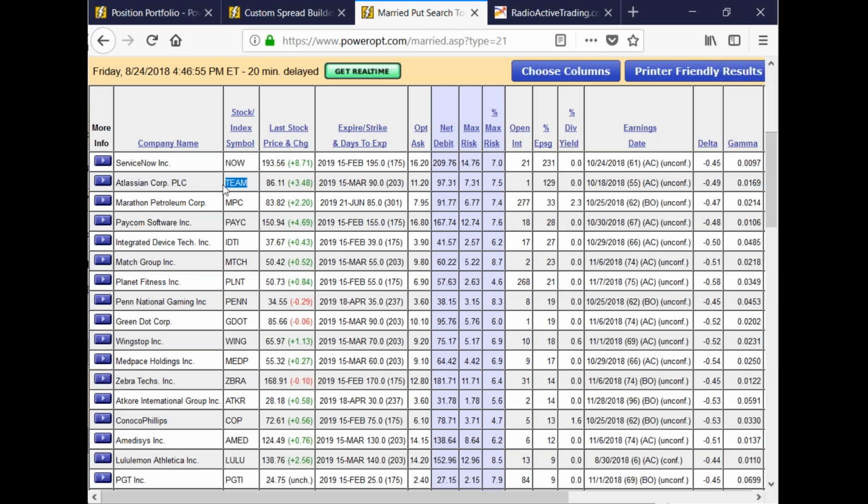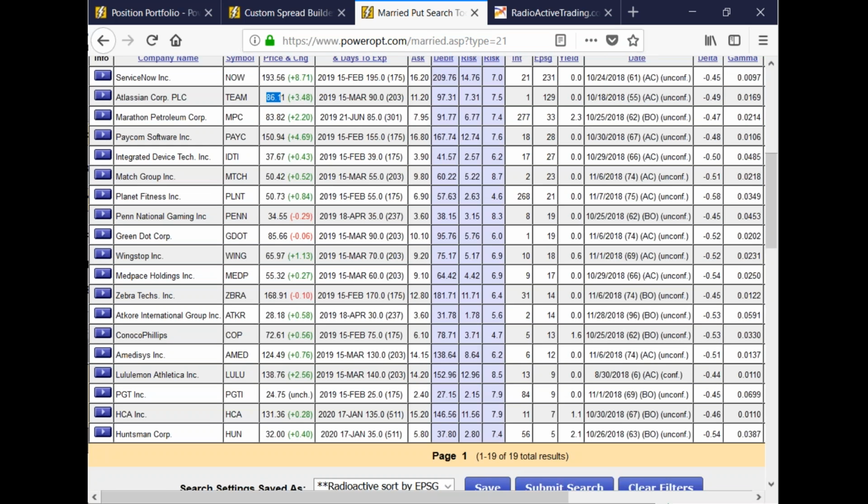talked to a customer a week and a half ago who was getting in TEAM, and I think the stock was at $76 or $75, and now it's at $86.11. It came up on the list. I didn't know the stock. It was during a coaching session. I think he entered that position. I did not.